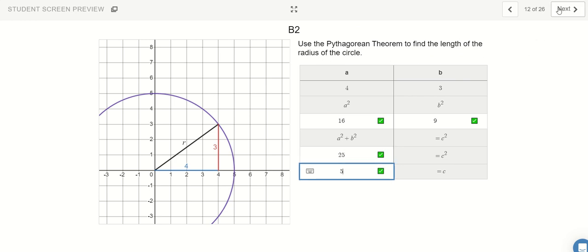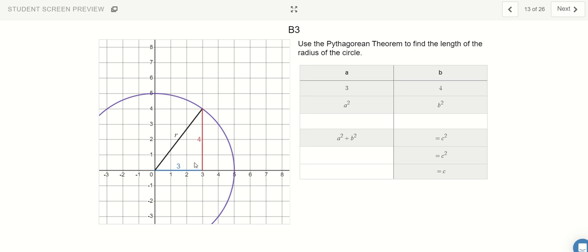Okay. Let's look at another spot on the circle. So here's another spot. All right, notice that this has a length 3, 4. So we know that 3 times 3 is 9. 4 times 4 is 16. Add those up, we still get 25, and the square root is 5.